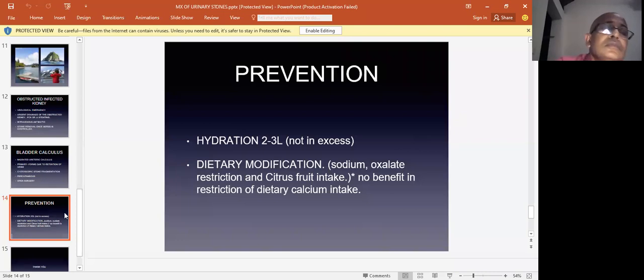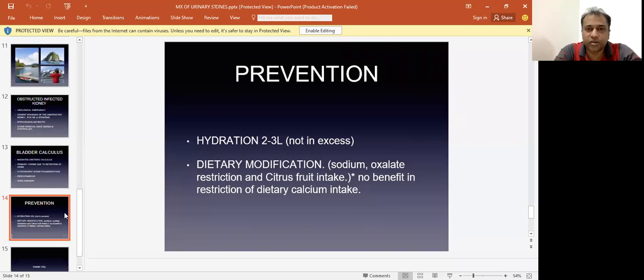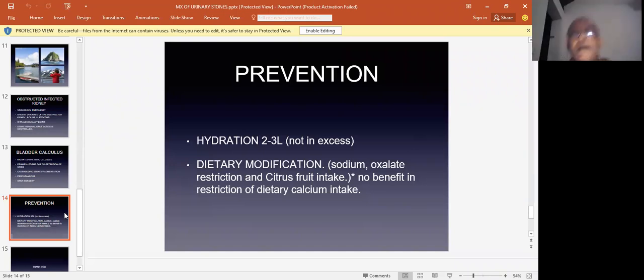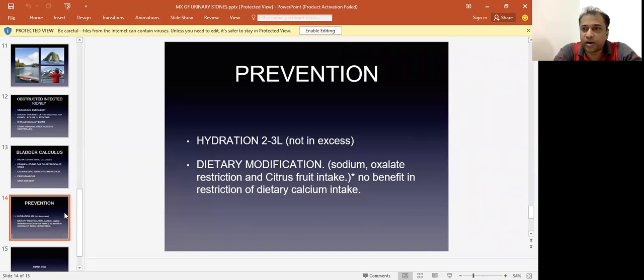Right, good. So the other thing is that when we check a routine UFR, sometimes these are patients who are not having any ureteric colic or any history of stone disease. We see there's a trace of calcium oxalate crystals in the UFR. What should we do about this? Do we need to do any further investigations to find out whether they have any stone disease or not?